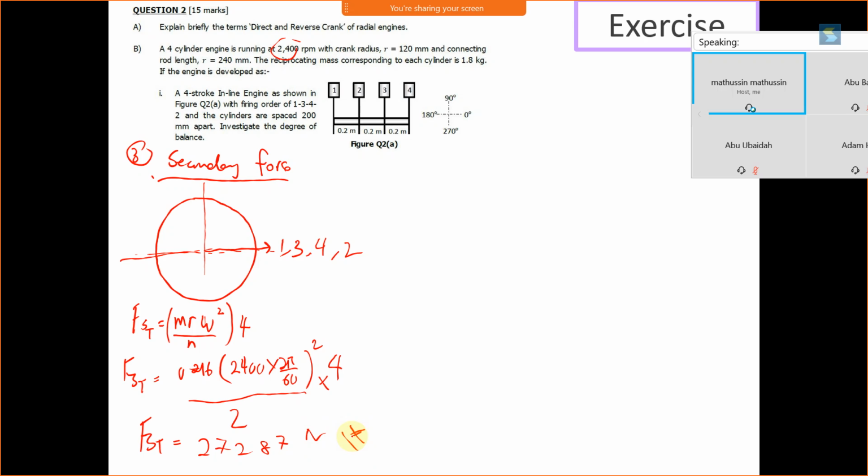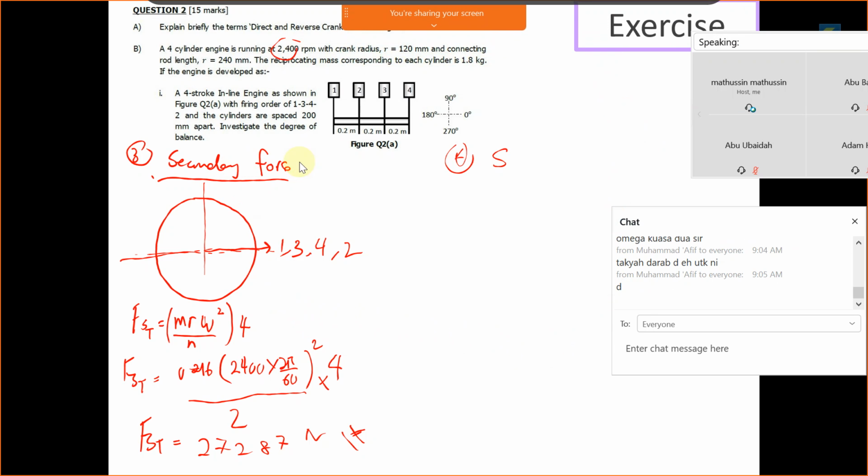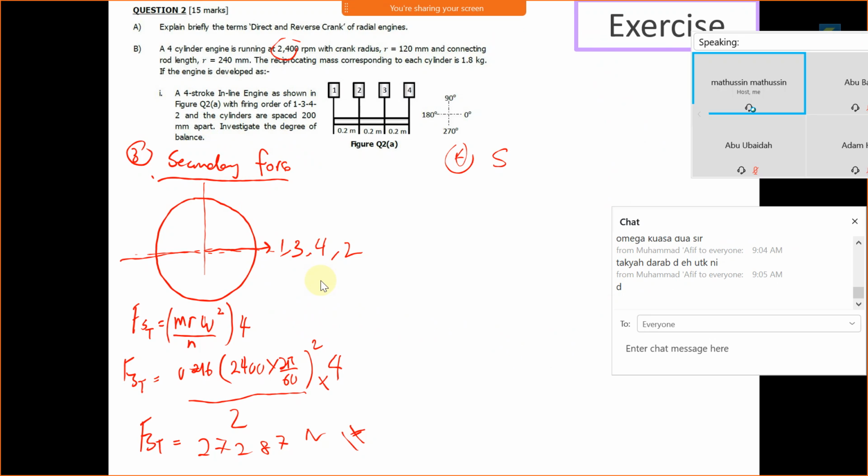Okay? FST. Any question? Nak tanya? Tak ada, semua faham. Okay, last one, we need to find M secondary couple. Tak payah darab untuk ni. Tak payah darab D. Force dia tak ada D. D hanya untuk couple. Okay? D untuk couple. Yang ni kita kena consider. Untuk nombor 4 ni.